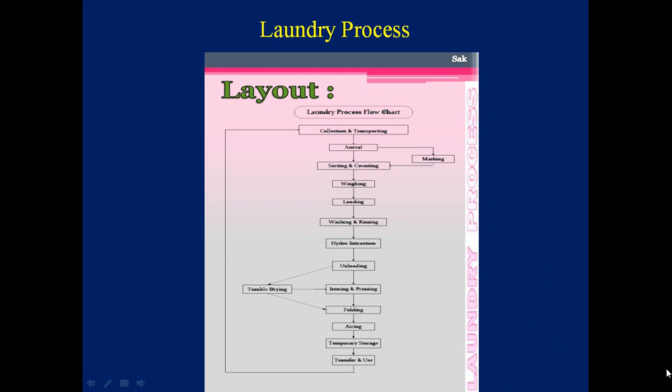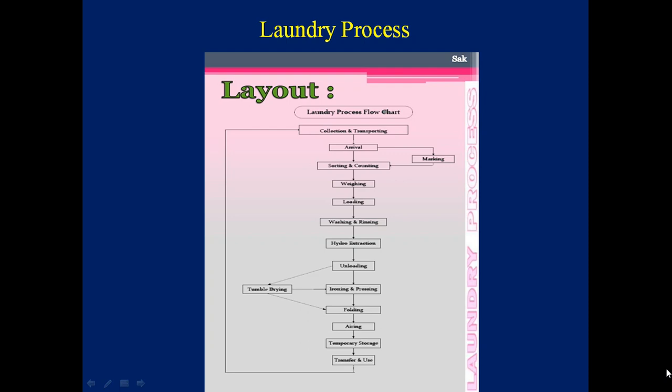Laundry process flow chart. First is collection and transporting of linen, then arrival of linen, then marking of linen, then sorting and counting of linen as per the department and as per the color or texture of the cloth, then weighing of all the linen which comes in the laundry, so that it will be easy to send it for the washing. Always minus the weight of the trolley out of the actual weight, so that you can proceed for the proper function for the washing machine.